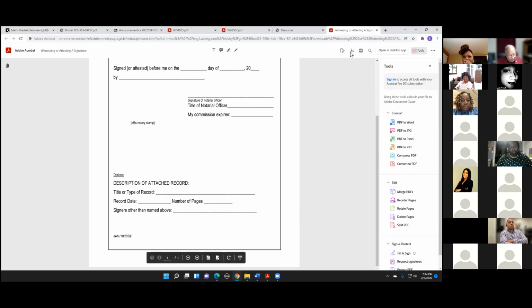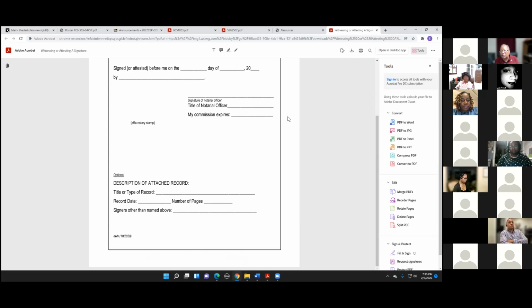In the title of notarial officer, is that just notary public? There's a notary public, there's a magistrate, there's a judge, there's a clerk of circuit court. All of those can notarize documents. So it would just be notary public is all we would put, correct? Right. Notary public is what we put, because we're not a magistrate, we're not a judge, we're not a clerk of circuit court.